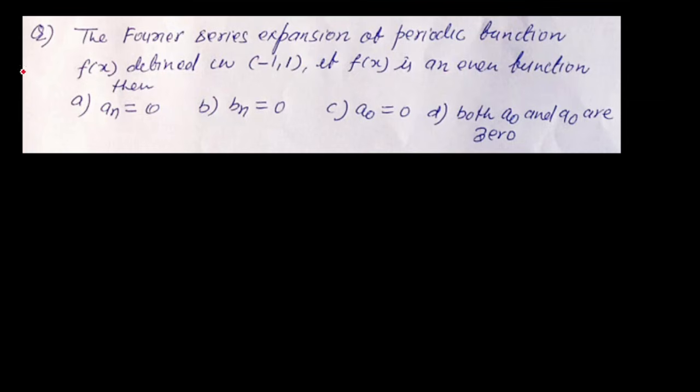Next question, question number 4. The Fourier series expansion of a periodic function f of x defined in the interval minus 1 to 1. If f of x is an even function, then we know that the Fourier coefficient Bn is equal to 0. This is a very important concept, and this concept is used to solve many questions. So remember this.